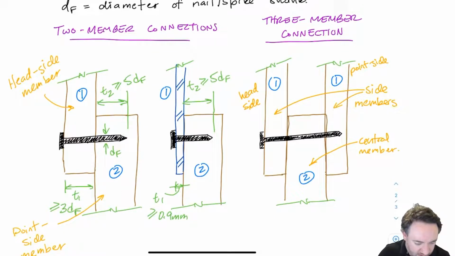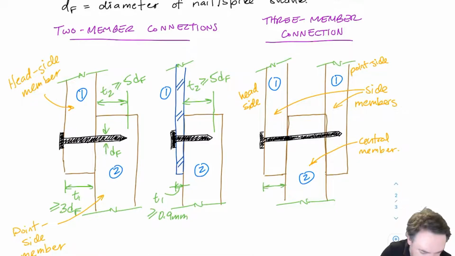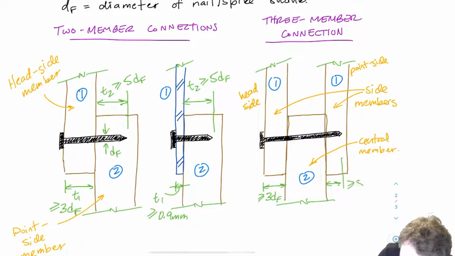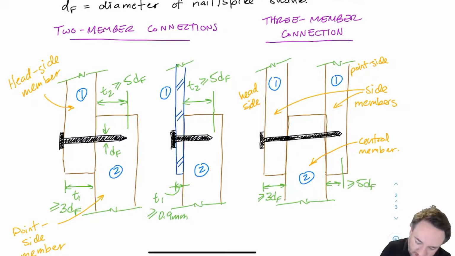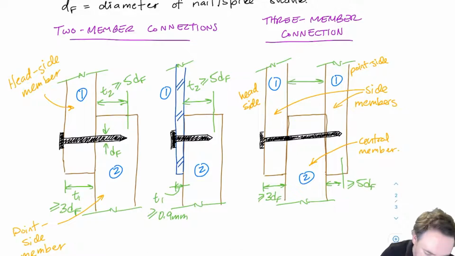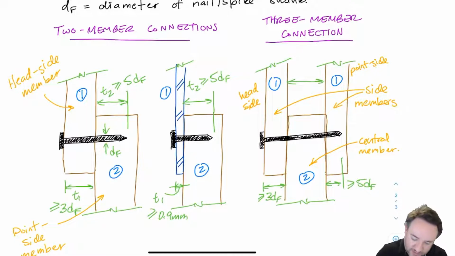Okay, and then for the 3-member connection, for the head side, I'm not going to give this a T number yet. This value has to be greater than 3DF, and the penetration length here, just like before, has to be greater than or equal to 5DF. And for the main member, sorry, the central member, this value T2 has to be greater than or equal to 8DF. So those are the requirements for basically any type of wood.